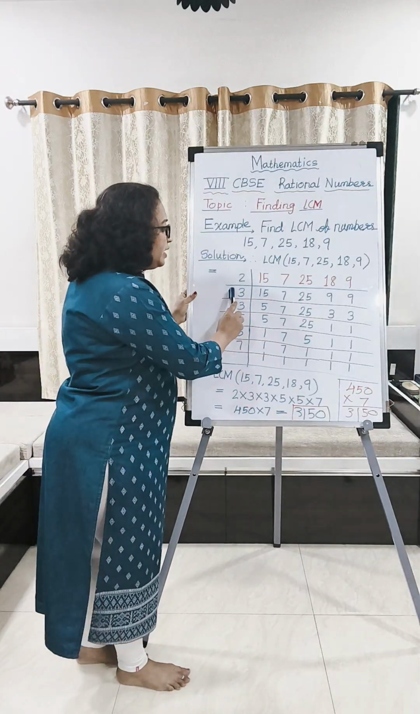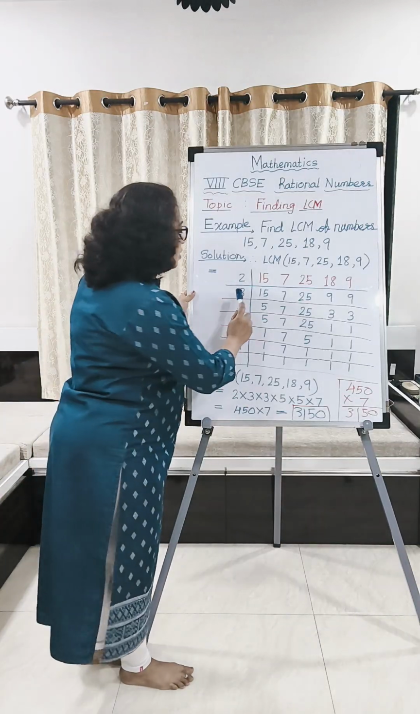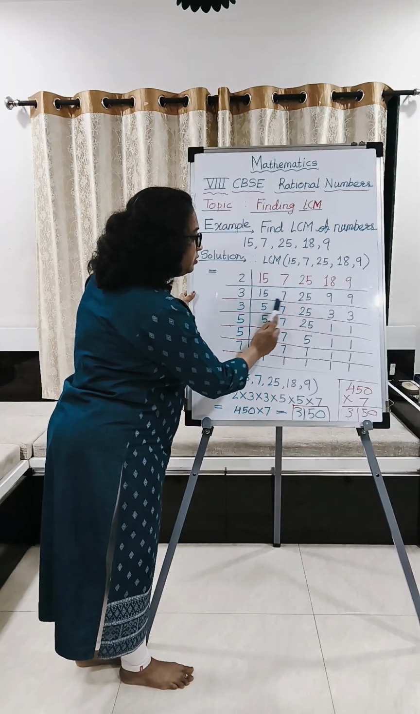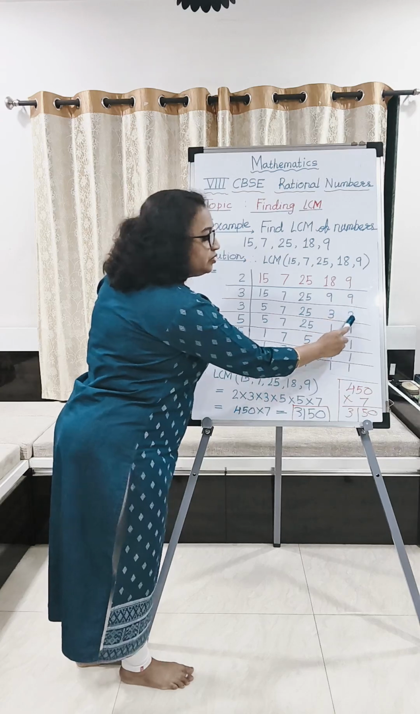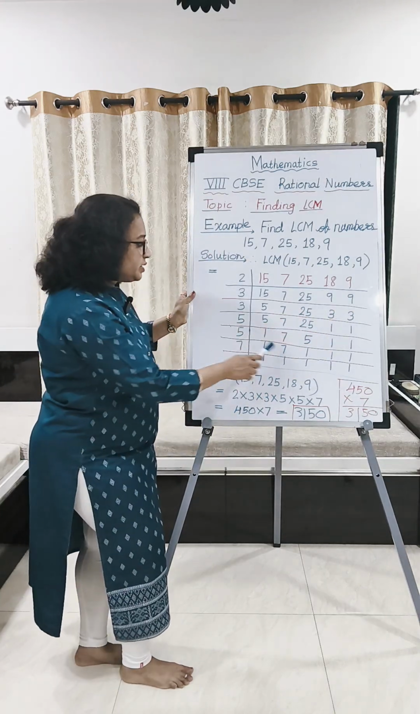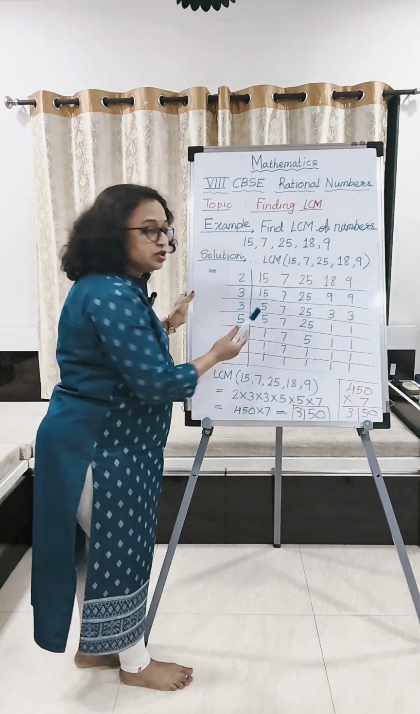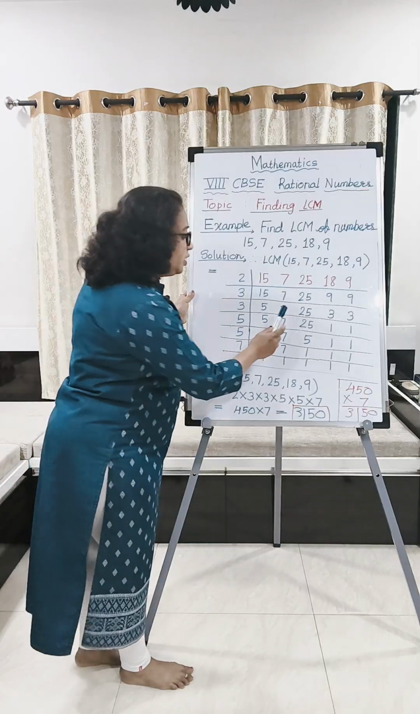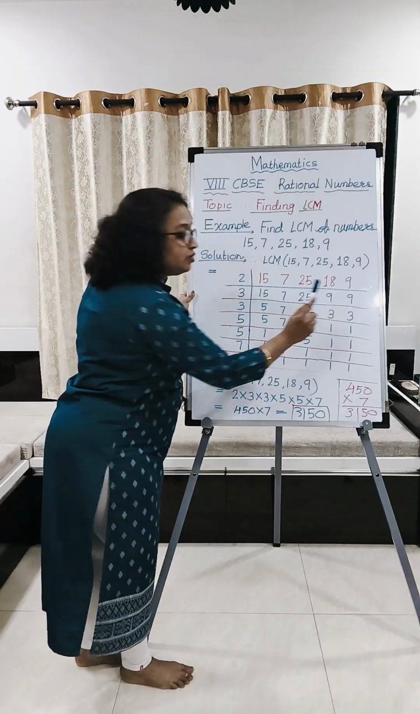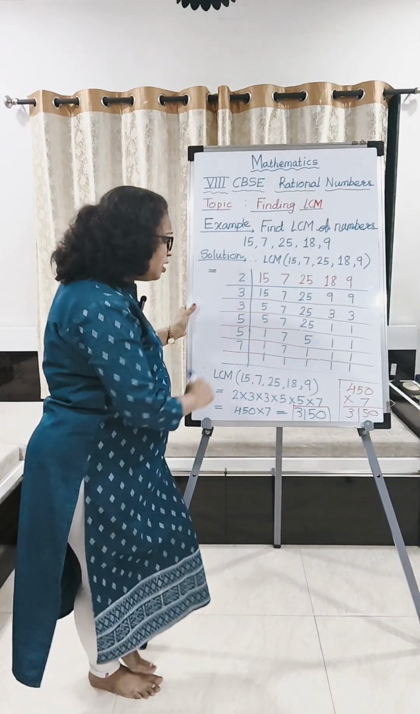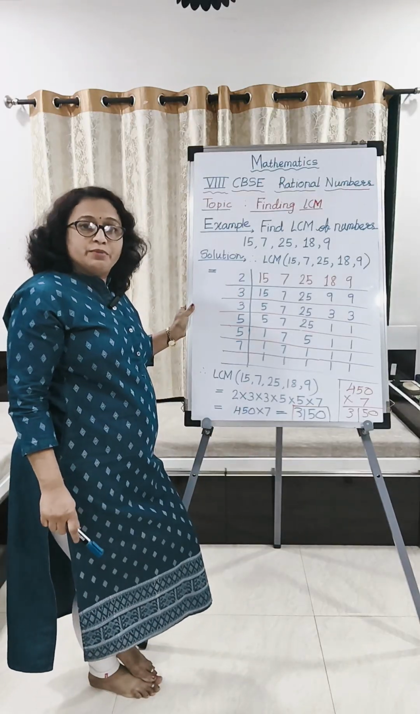Okay, so now let's start dividing these numbers by the next prime number 3. Now 3 5s are 15, 7 will be as it is, 25 will be as it is, 3 3s are 9, 3 3s are 9. Again 3 is there, so we will divide these numbers by 3 again. 5 will be as it is because we cannot divide 5 by 3. Okay, 7 will be as it is, 25 will be as it is, and 3 1s are 3, 3 1s are 3.